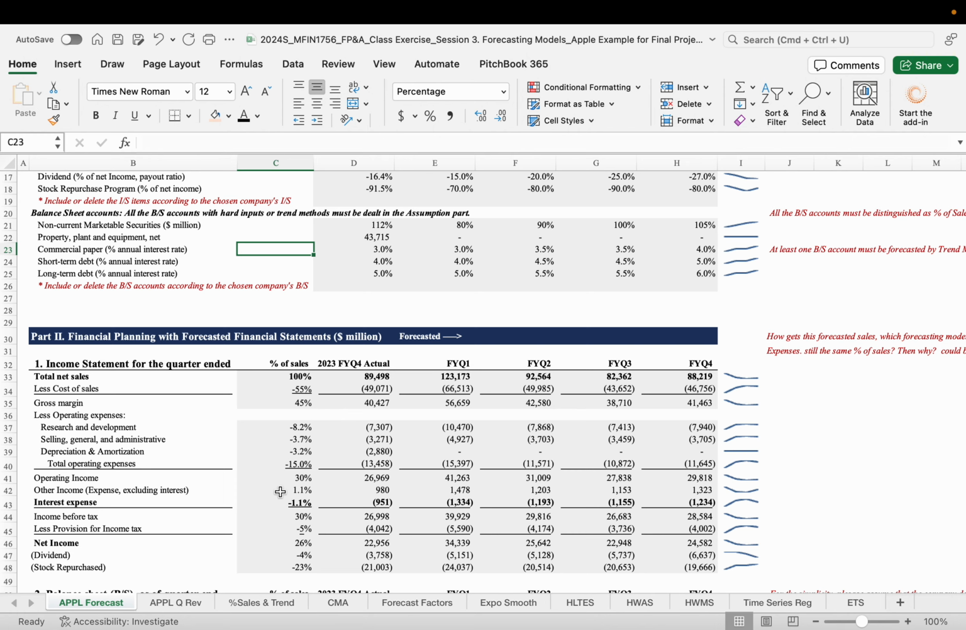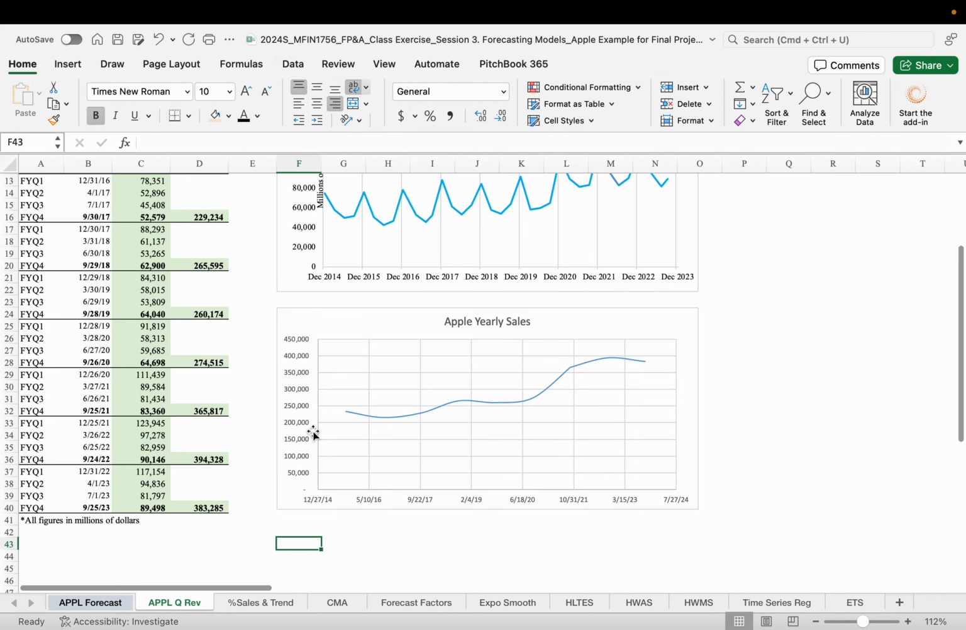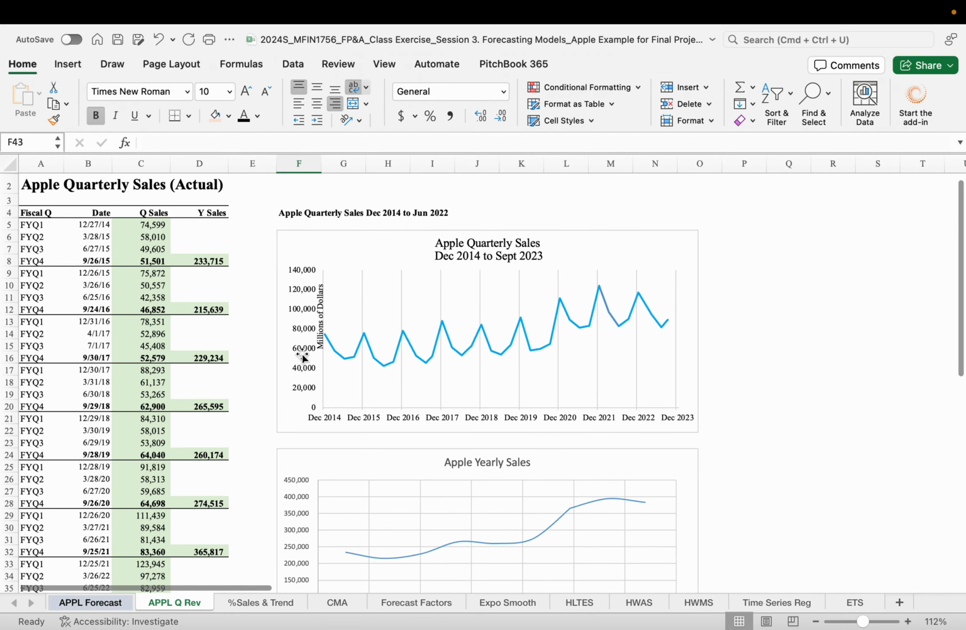Okay. So again, sales is always the starting point in forecasting projections, pro forma statements, valuations, or free cash flow models. Sales is always the driver of forecasting and planning, short term or long term. Now this is the revenue of Apple on a quarter basis.